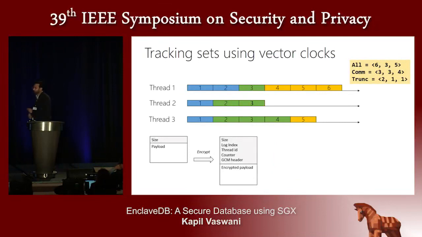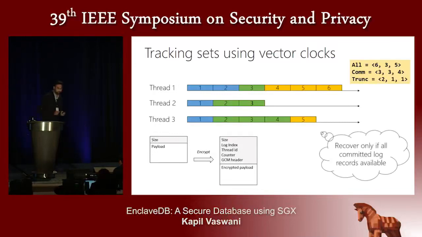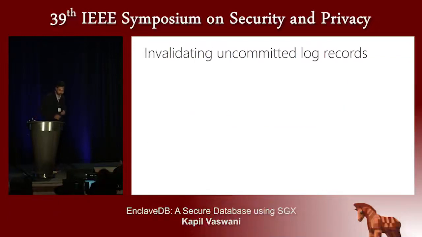Each of the log records is also encrypted and timestamped with these counter values. So each log record is unique because it identifies the thread that initiated the log IO and the counter value. And during recovery, we ensure that we can recover only if at least all the committed log records are available. So we don't expect all the uncommitted ones to be there, but at the very least, we expect that all committed log records must exist in the log.